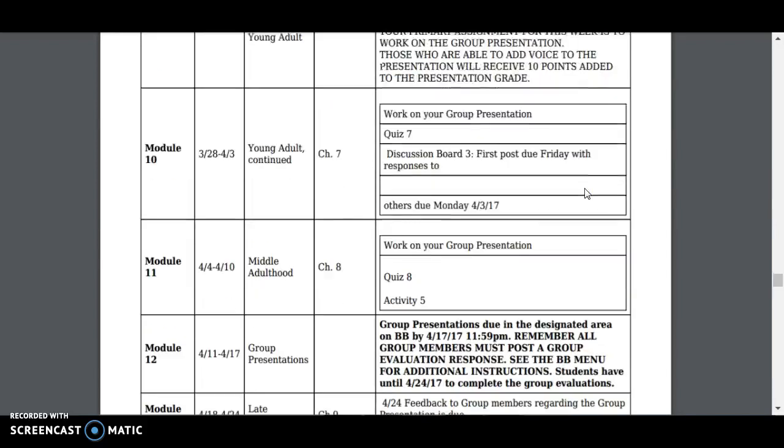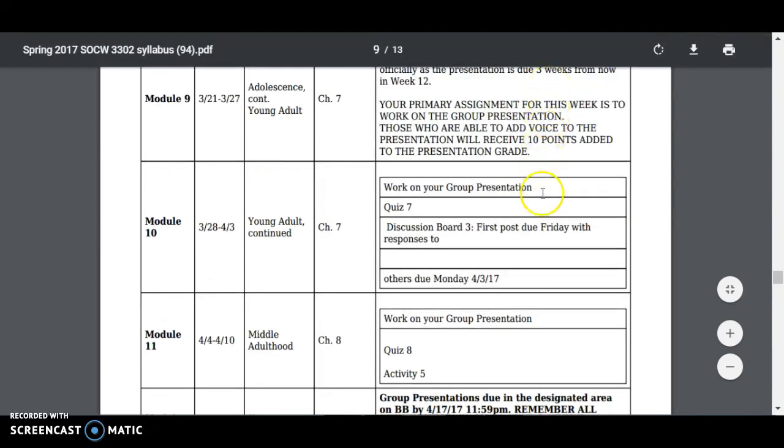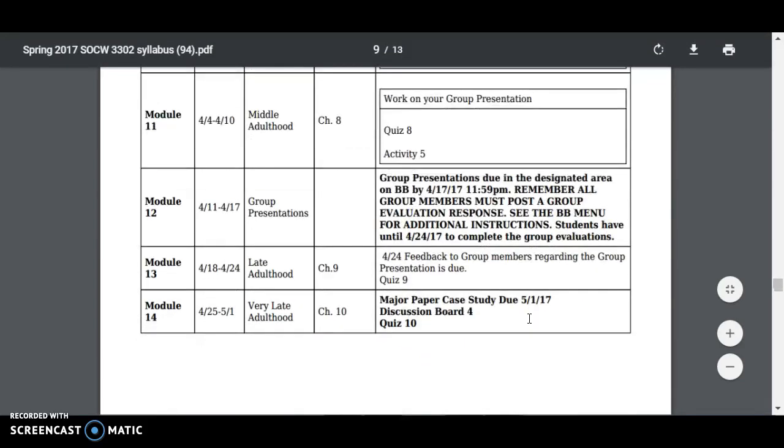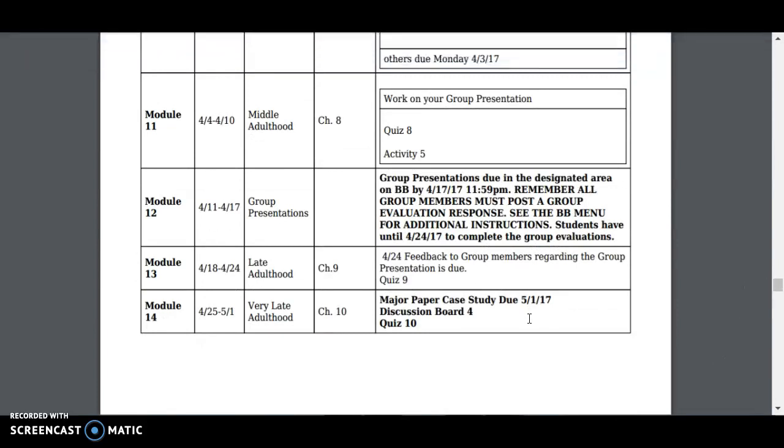Much of this class is working on the group presentation. You'll see work on group presentation, work on group presentation. That means you need to be communicating with your group regularly and as frequently as possible to get that presentation done. They do not come out well when you just assign members to things and then one person tries to collaborate it all together. It really works best when you're discussing to put it together.